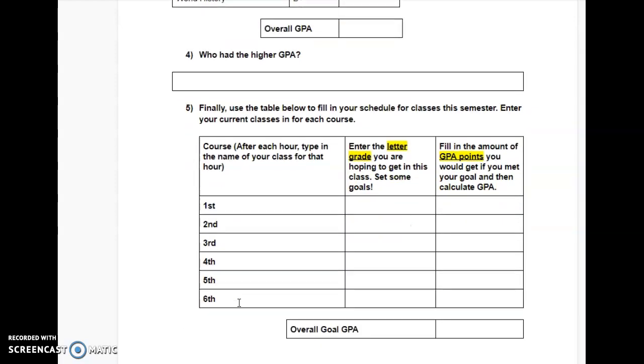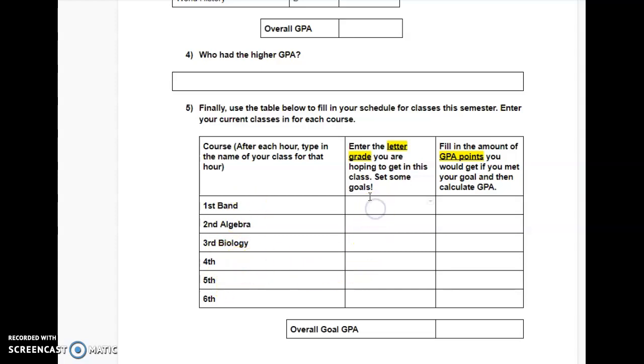And then finally, what I would like you to do, and I don't want this to be confusing, is I want you to just set some goals for yourself to see what your GPA would be. So in this last box down here, it says use the table to fill in your schedule. I want you to just type in your classes. So again, this will be good practice because you might have forgot what classes you have already. So let's say I have band first hour. So under first I put band, second hour I have algebra, third hour I have biology. I don't know if that's really your schedule. It probably is not. But you're going to type in your schedule, whatever it may be.